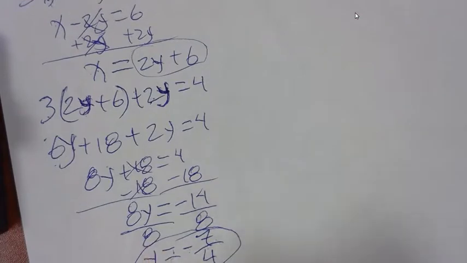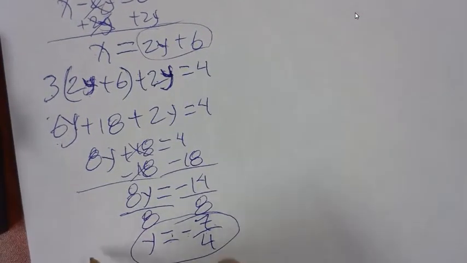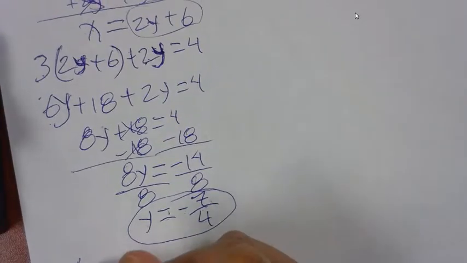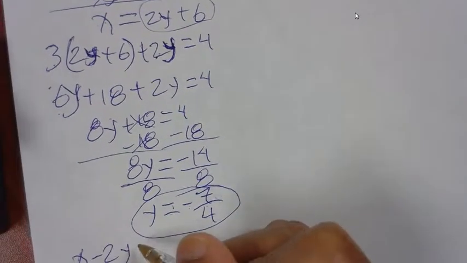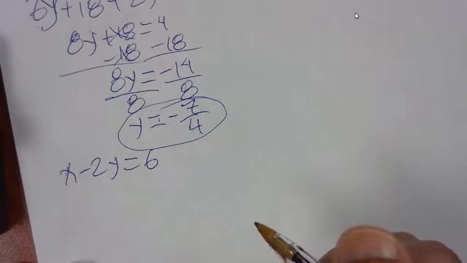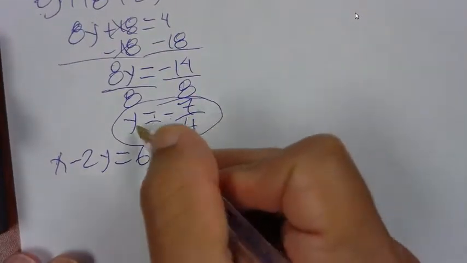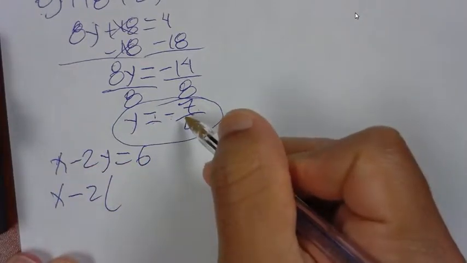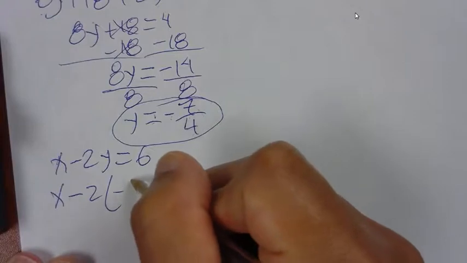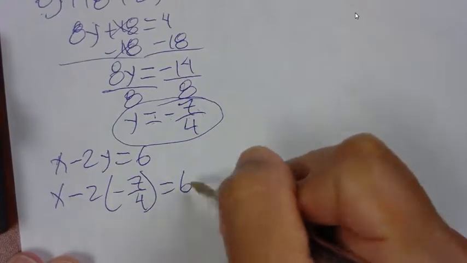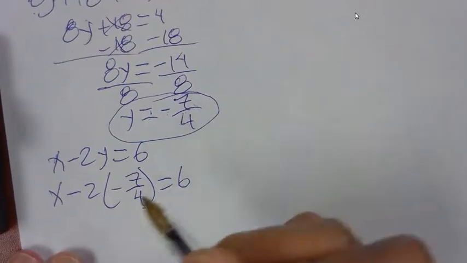So the equation is x minus 2y equals 6. Okay, I just wrote down the equation, and I will substitute now. x minus 2 times negative 7 over 4 equals 6.